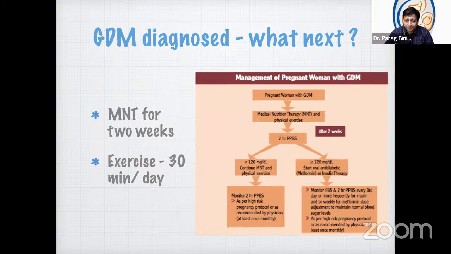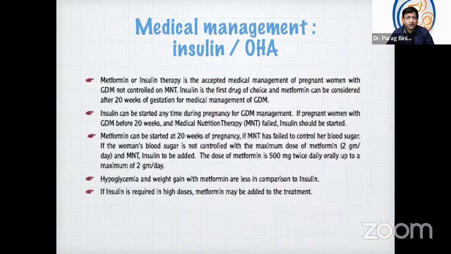physician's choice. We, of course, continue monitoring fasting blood sugar and 2-hour postprandial blood sugar every 3rd day, or more frequently, especially if we have started insulin for the patient, where we expect her to monitor the sugar levels every day. So when we talk about medical management, it's always a tussle between insulin and oral hypoglycemics. Now, both these are accepted medical managements for pregnant women with gestational diabetes mellitus who are not controlled with medical nutrition therapy.